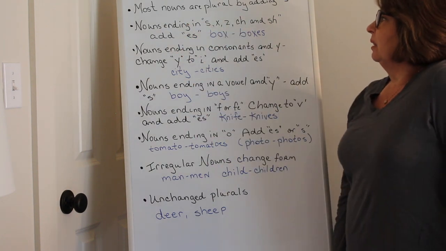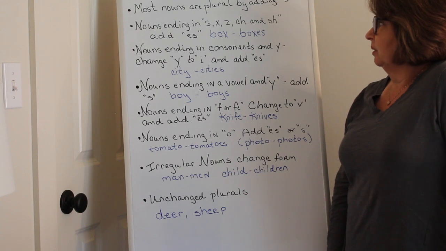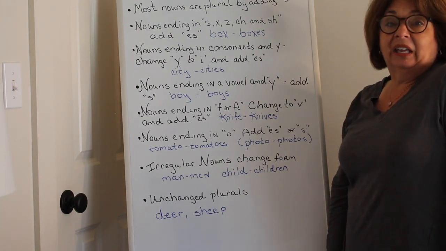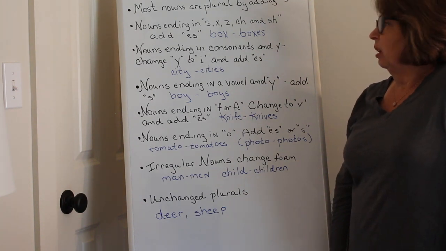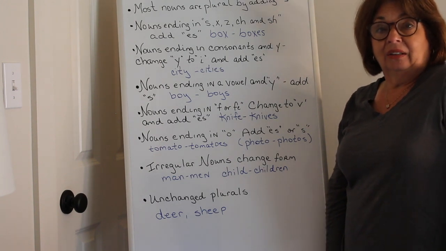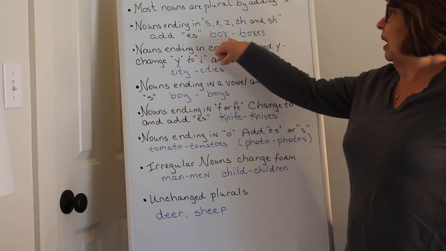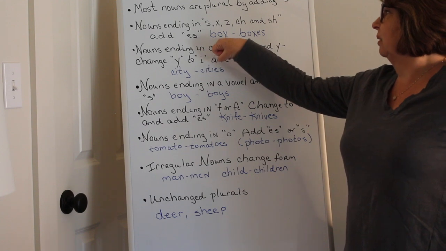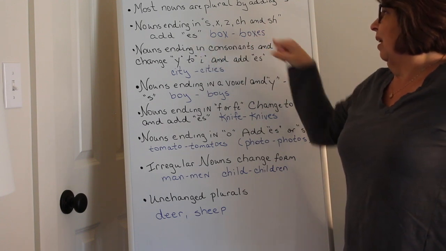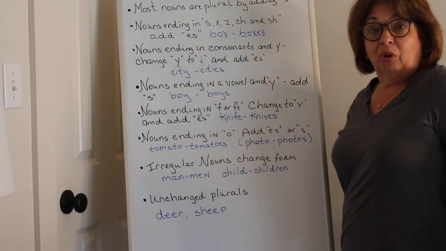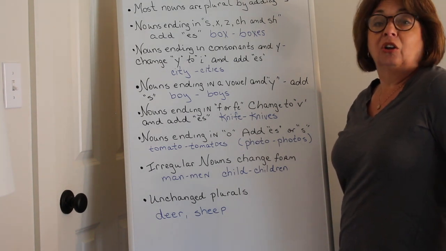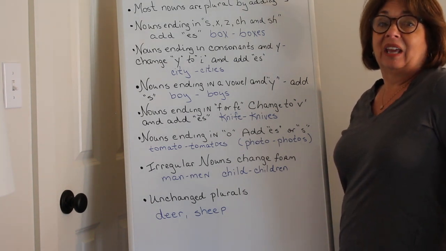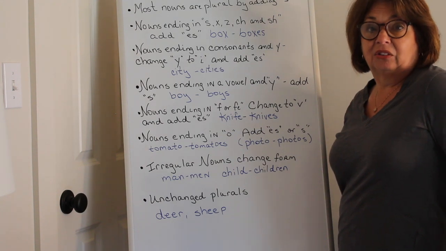Most nouns ending in the letter S, X, Z, CH, and SH, you need to add an ES to make them plural. So box, since it ends in an X, will need to have ES added in order to make it plural. A word like church that ends in a CH will need ES to make that plural.